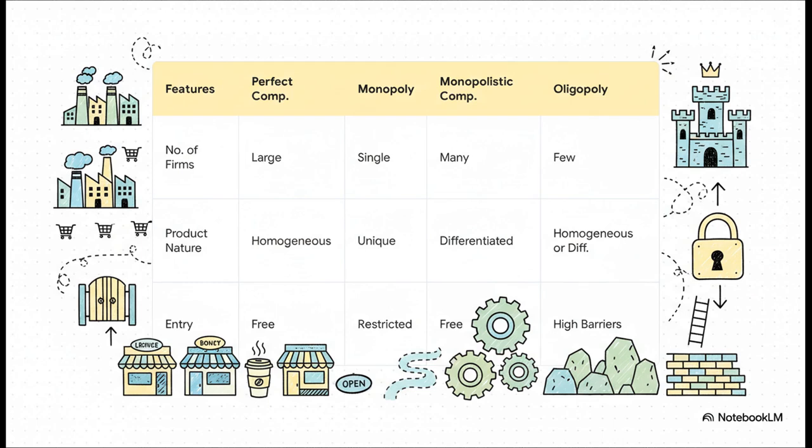Take a look at this. This chart basically shows you the whole spectrum. Over on one end, you've got our perfect world, perfect competition. On the total opposite end, you've got a monopoly, just one single company calling all the shots. And in between, you've got the stuff we see all the time, monopolistic competition and oligopolies. And what separates them? It really just boils down to how many companies there are, how different their products are, and how hard it is for a new player to get in the game.